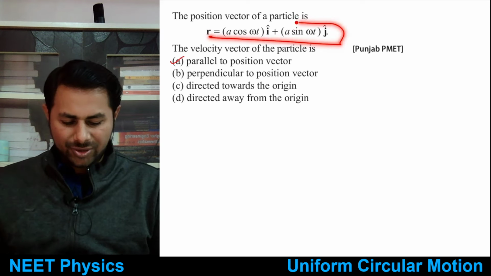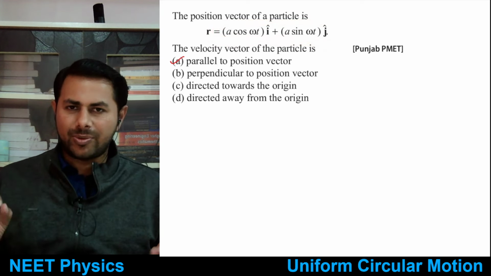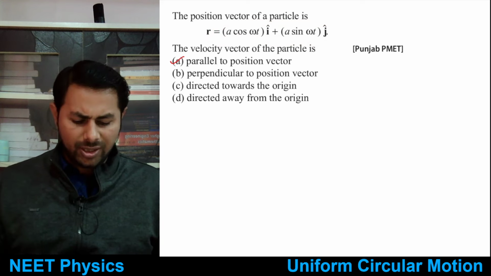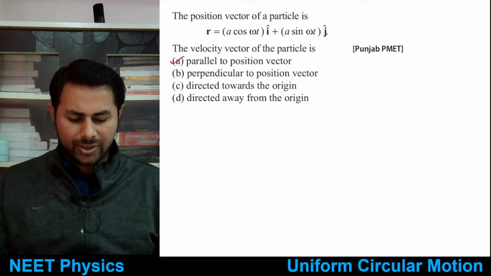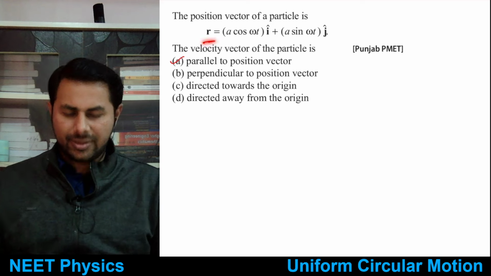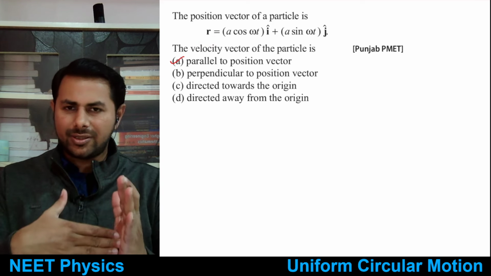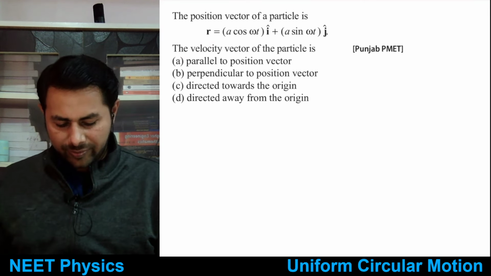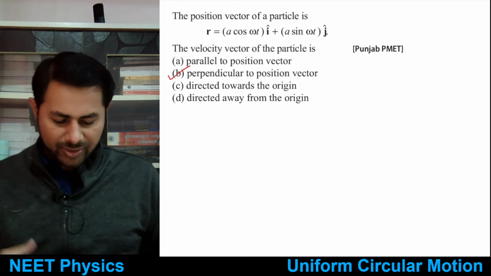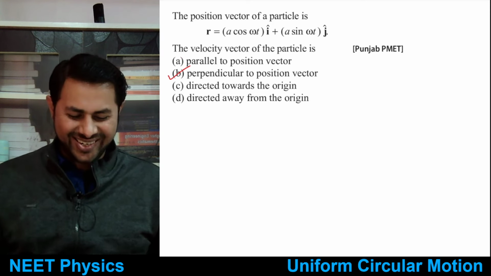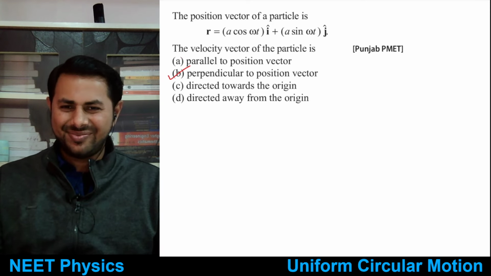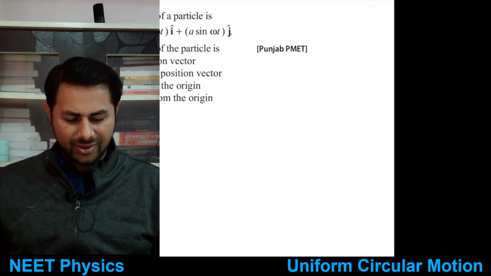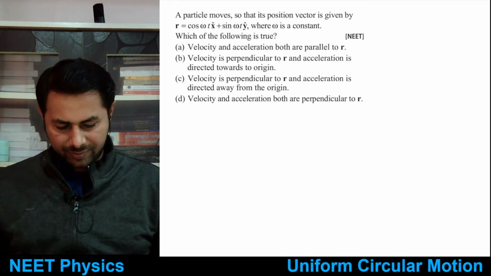So you should remember this. This is the position vector of a particle performing uniform circular motion, and if it is uniform circular motion, then the radius vector and the velocity are perpendicular to each other, because velocity is along the tangent. I zoomed it and perpendicular became parallel. Anyway, this is clear, yes, no? Good. All right, let's see the next one.